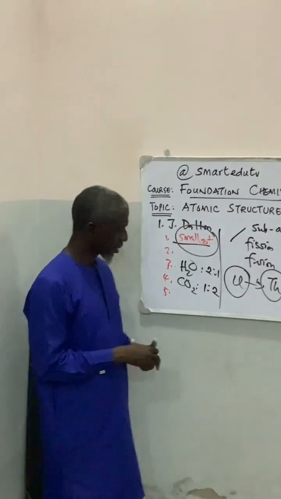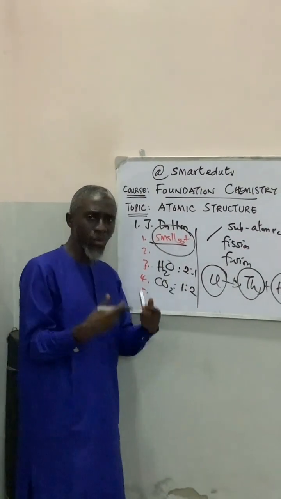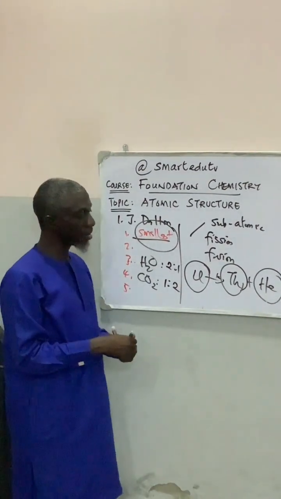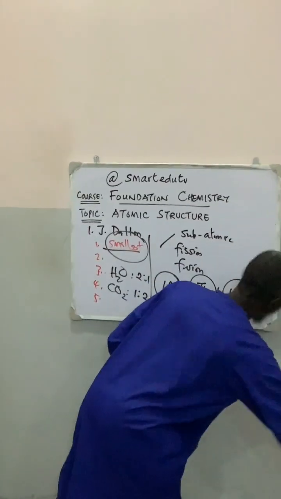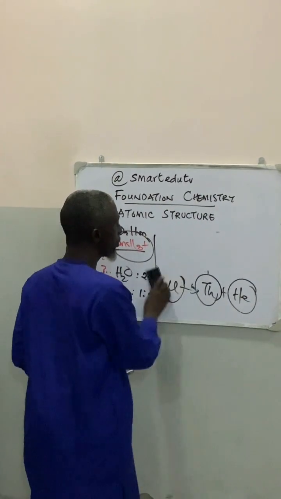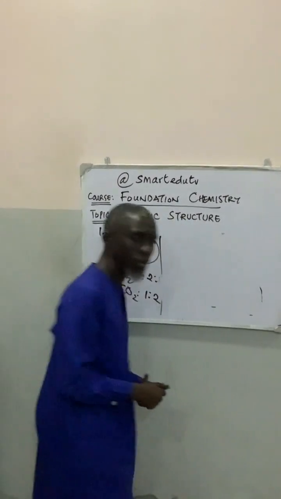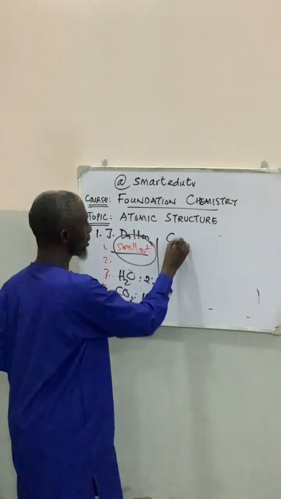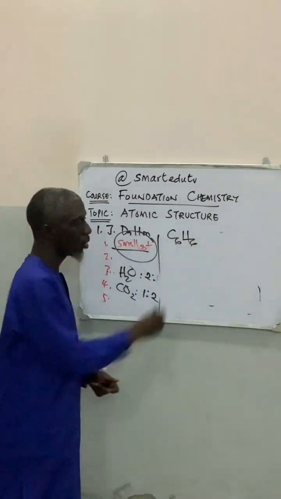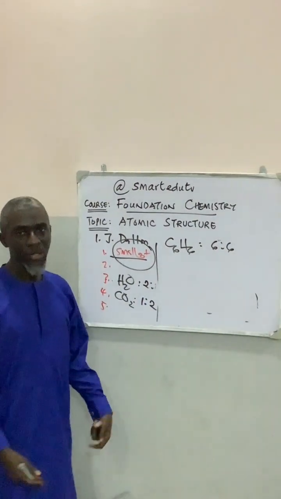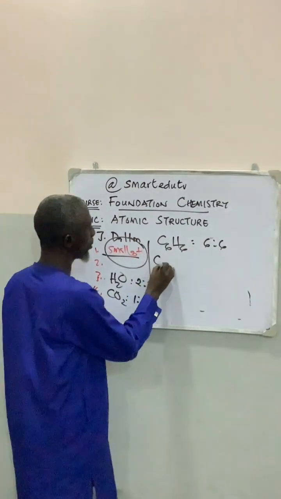But while these ones are trying to attest to the postulate of John Dalton, there are some other compounds in which the ratio is not in the smallest form. For example, let's look at benzene. You can see that benzene is having ratio 6:6. And this ratio 6:6 is not the simplest. What of ethanol?